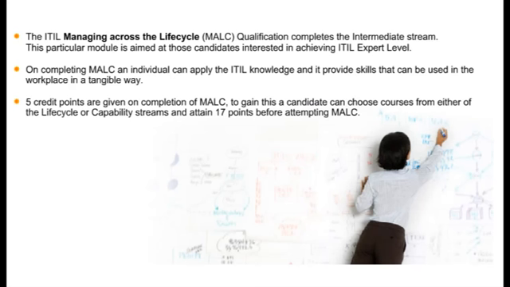Managing across the lifecycle is the last step in achieving the ITIL Expert Certification. Therefore, it is mainly focused on individuals who want to become ITIL experts. On completing MALC, an individual can apply the ITIL knowledge, and it will provide skills that can be used in the workplace in a tangible way. We have already discussed the credit system in the certification path slide. However, just to mention, the MALC certification gives you 5 credit points. Now let us proceed to look at the Accreditation Institute for ITIL in the next slide.